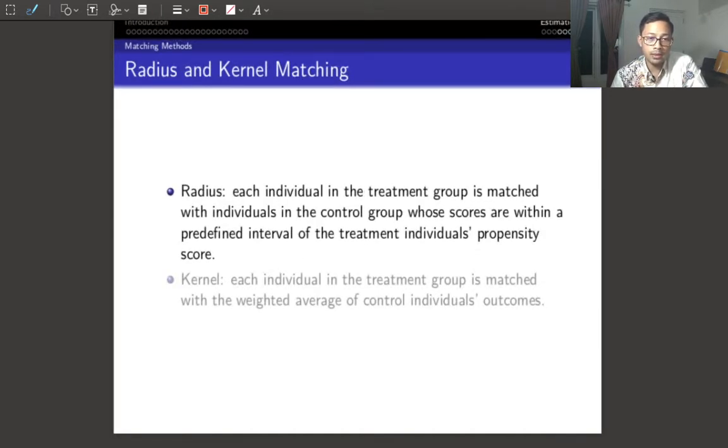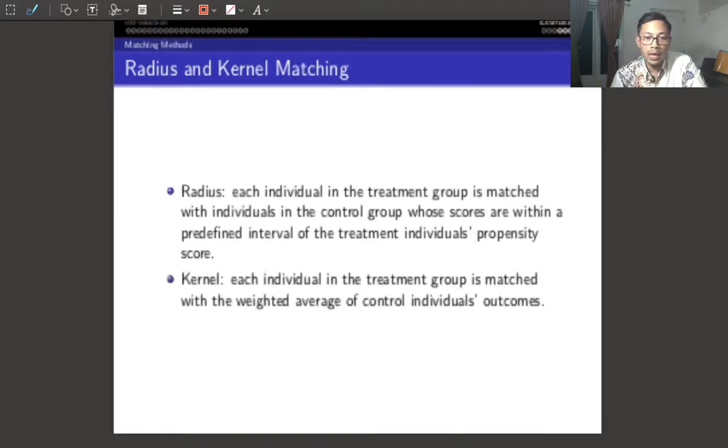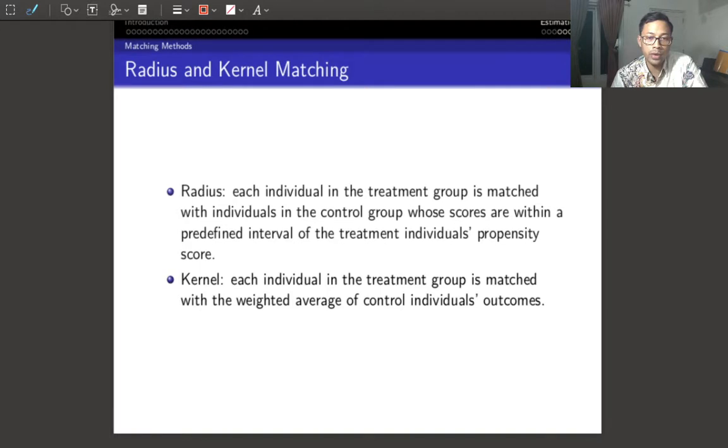Now, radius matching is for when each individual in the treatment group is matched with individuals in the control group whose scores are within a predetermined interval of the treated individual's propensity score. While in kernel matching, each individual in the treatment group is matched with the weighted average of the control individuals' outcomes. The way that we weight the control outcomes can differ. You can use uniform, in the sense that each observation receives the same weight, or you can use the triangle, in which the weight is higher the closer you are to the propensity score of the treated individual, or you can use a Gaussian, in the sense that the closer you get to the propensity score of the treated individual i, the weight gets higher, but at a smaller pace.